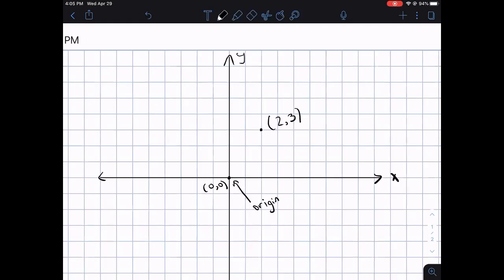So this point would be 2, 3, because we can go 1, 2. The first coordinate is how far you would go right, and the second coordinate is how far you would go up. So it's 1, 2, 3. This point would be described as 2, 3. Does this make sense to everyone? This is something that you're going to learn in school, and I think it's covered a decent amount in school.